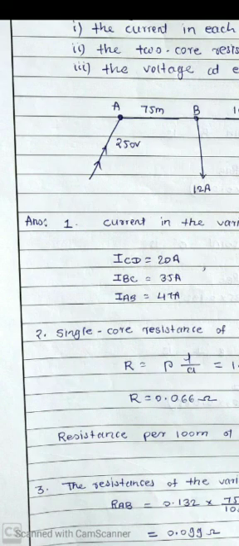Then the resistances of the various sections. The resistance of section AB, that is RAB, is equal to 0.132 into 75 divided by 100. Since the resistance per 100 meter is 0.132, we calculate how much the resistance will be for 75 meters. So the resistance of section AB, RAB, is equal to 0.099 ohm.